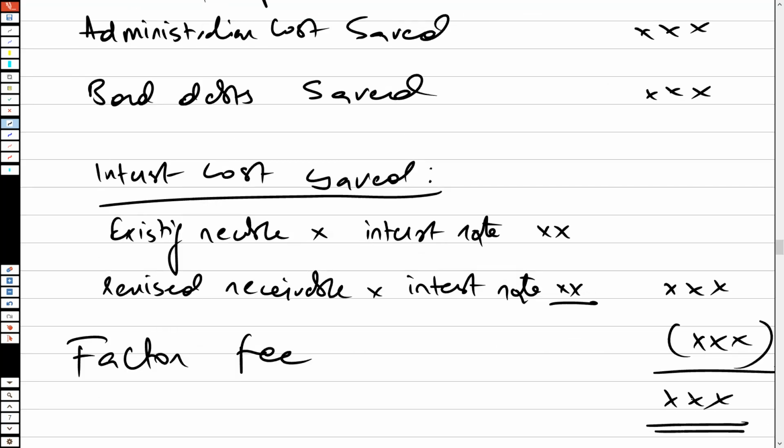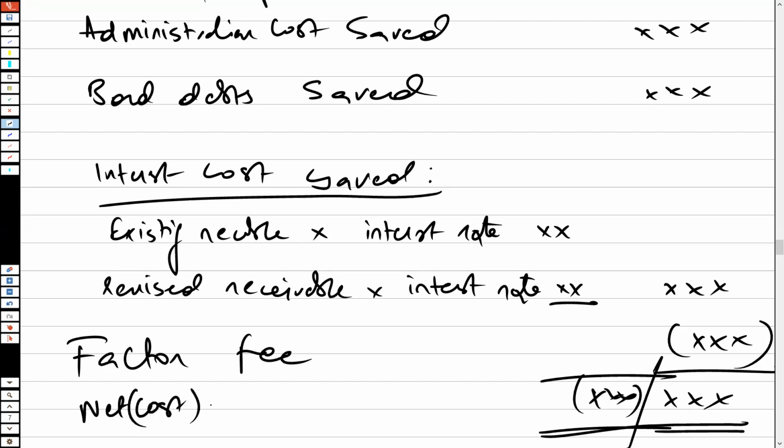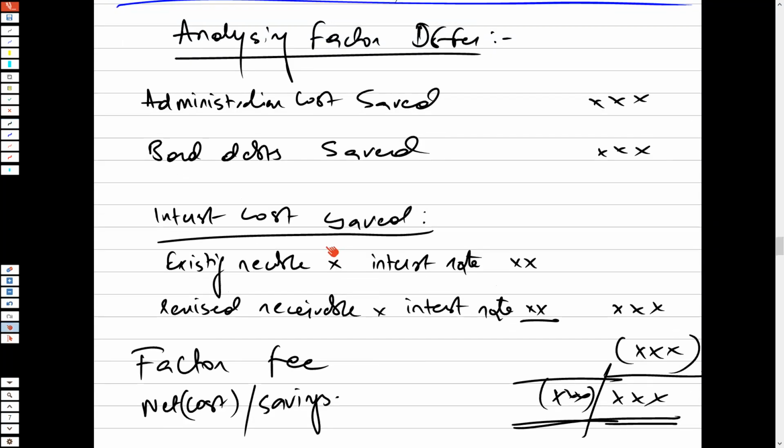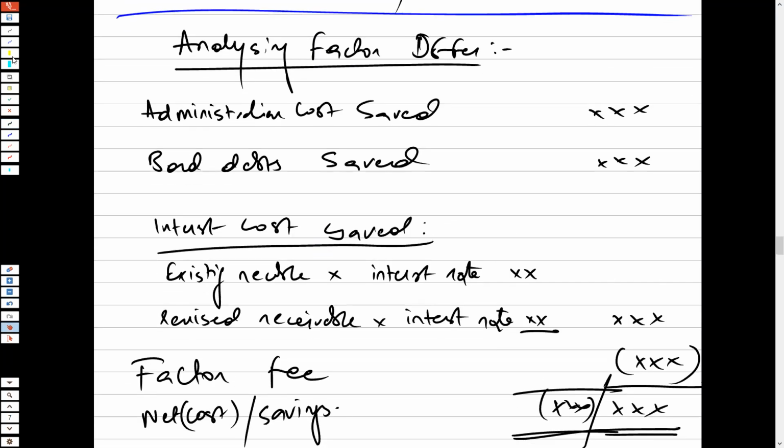So what would happen is that you would have the net amount, the net cost or the net savings. What will you have? You will have the net cost or you will have the net savings. So basically, when you get a factoring scenario, what is it that you have to do? You have to analyze the factor offer. You have to see what's going on. You have to see how things are going to move.